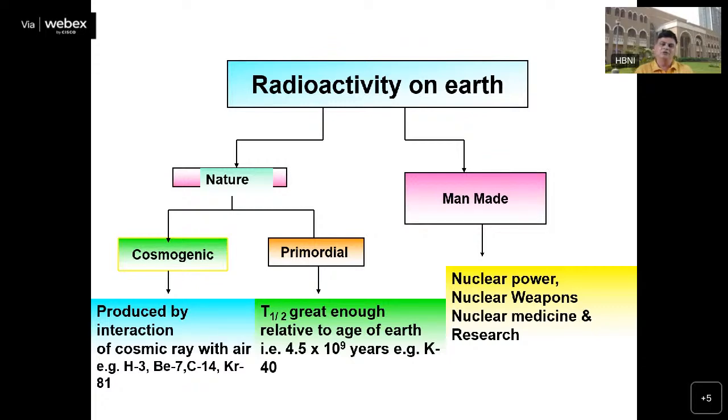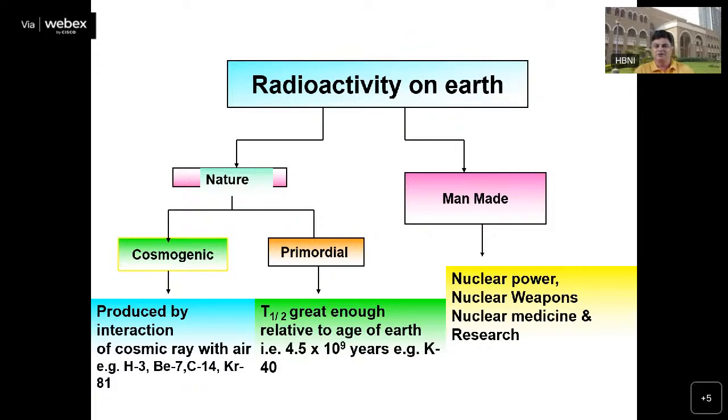Then primordial radionuclides: since the genesis of the earth, there are many radionuclides. For example, we see the natural series of uranium, thorium, and then uranium-235, the actinium series, as we told. So they are the three series along with potassium-40. These are primordial radionuclides.